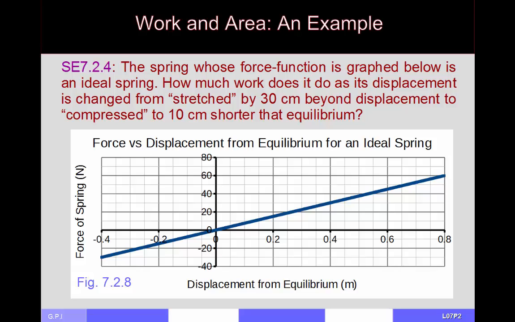So let's go do a couple of these examples then. This first example is assuming we have a spring whose force function looks like this. In other words, force as a function of displacement from equilibrium. And we want to know how much work does it do as its displacement is changed from being stretched by 30 centimeters, so from 30 centimeters is actually right here, until it's compressed to 10 centimeters. That's right here.